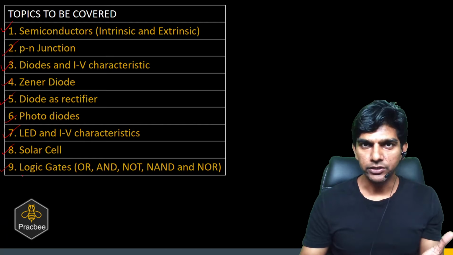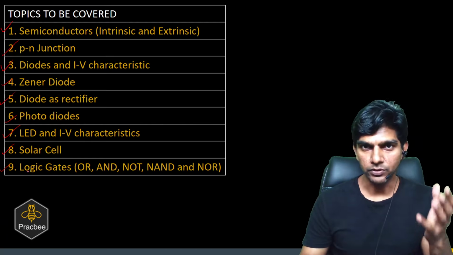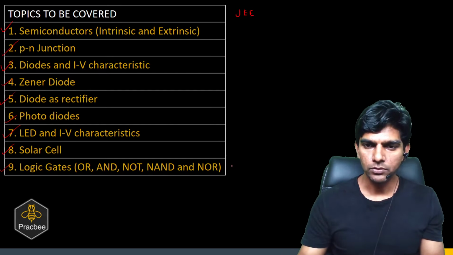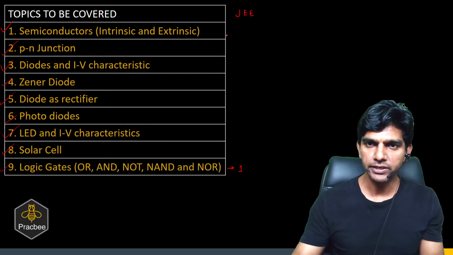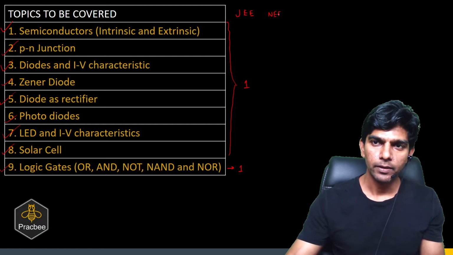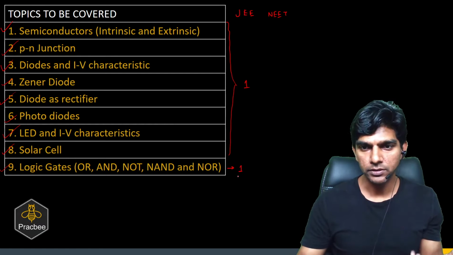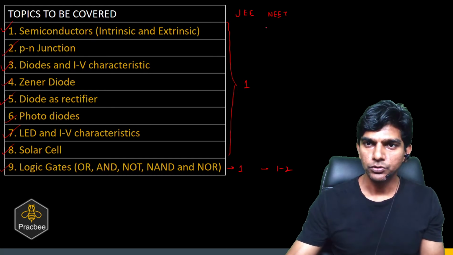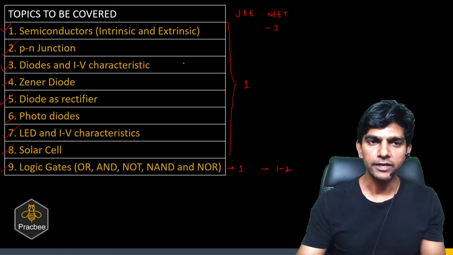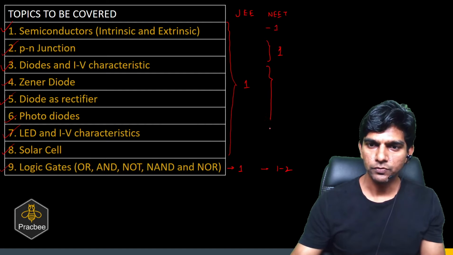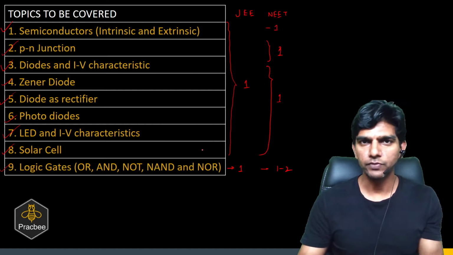Now let's see what the weightage is in JEE Mains and NEET for these topics. In JEE Mains, we can expect around 1 to 2 questions. If there are 2 questions, 1 question will be from logic gates and the remaining 1 question will be from another topic. In NEET, we can expect around 4 to 5 questions: around 1 to 2 questions in logic gates, around 1 question from semiconductor theory, around 1 question from PN junction, diodes and their characteristics, and around 1 question from the other topics. So on average, around 4 to 5 questions.